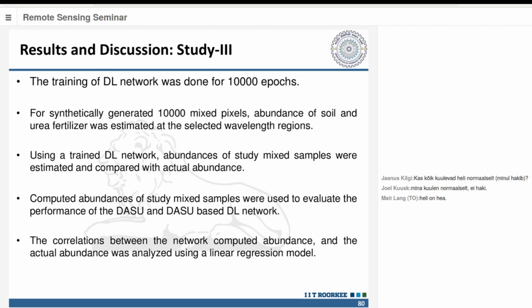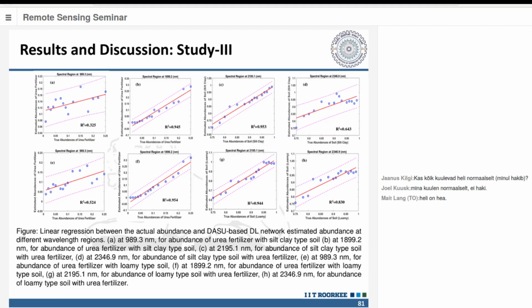Using the trained deep learning network, abundances of study mixed samples were estimated and compared with the actual abundances. Computed abundances of study mixed samples were used to evaluate the performance of DASU alone and the DASU based deep learning network. The correlations between the network computed abundances and the actual abundances were analyzed using a linear regression model. So here we have computed the relationship between DASU alone and the DASU based deep learning network results for the fractional abundances of soil and urea.